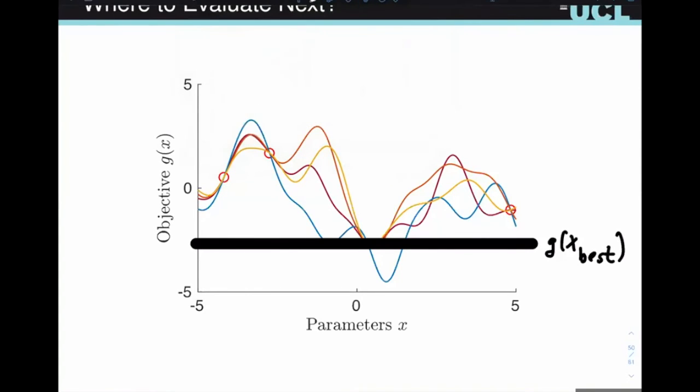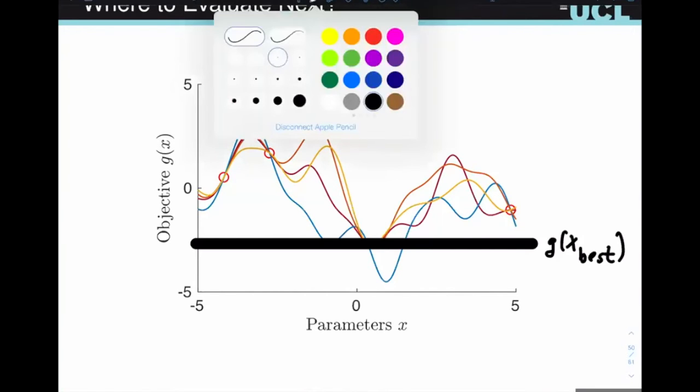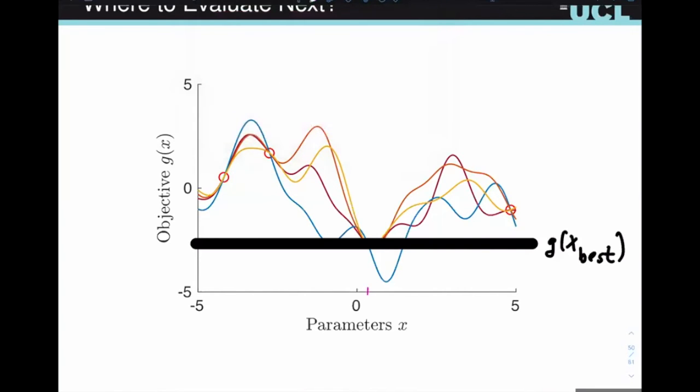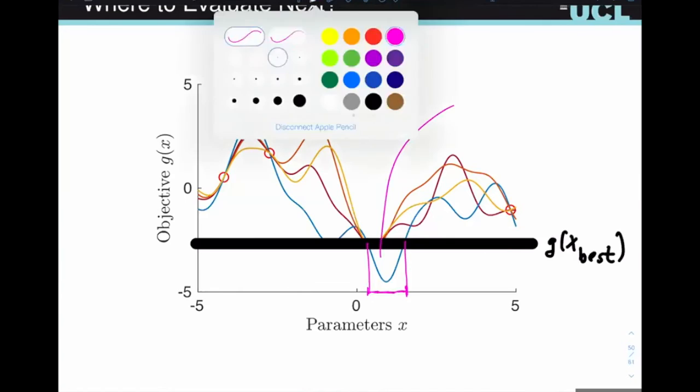What we would normally do for the probability of improvement is look at whether function values are below this particular threshold. For the blue function, we would have an interval that looks like this. This is the interval where the blue function is below the black line. So this interval here is g_i of x is smaller than g of x best. That's the blue function.